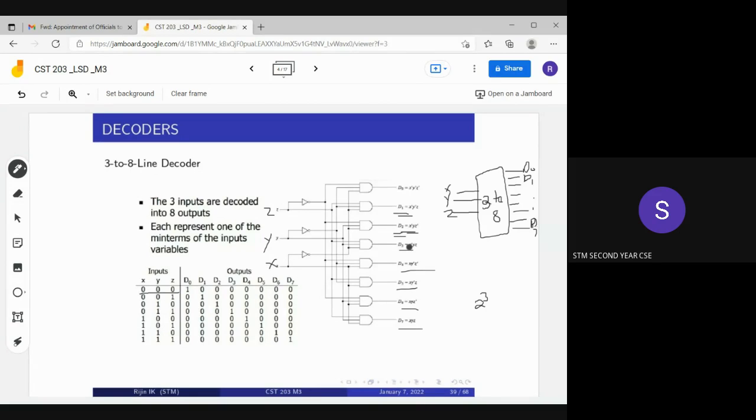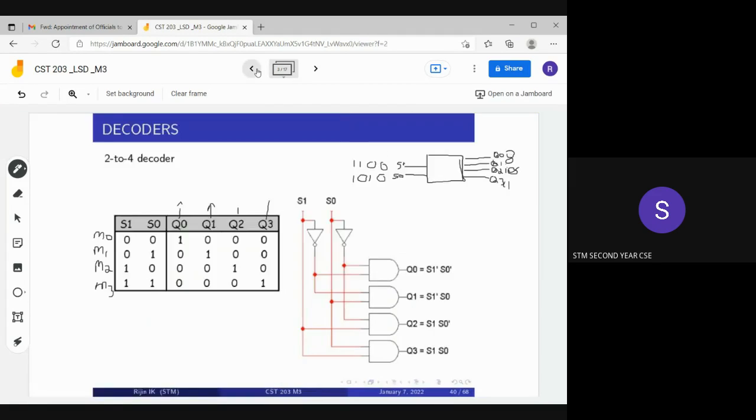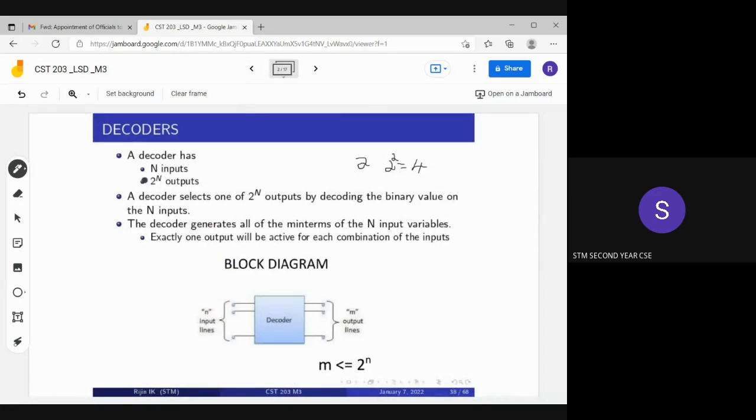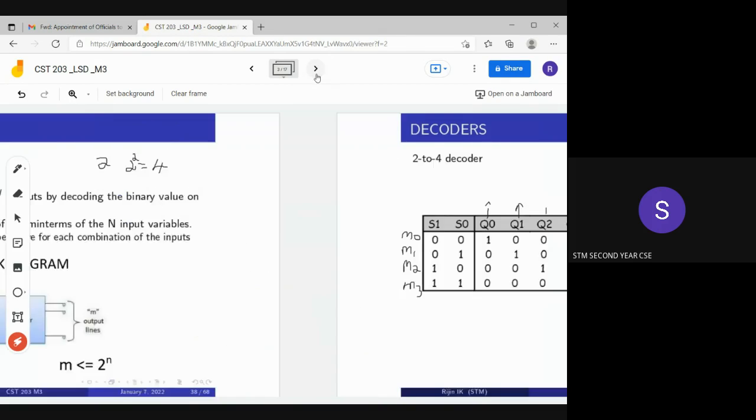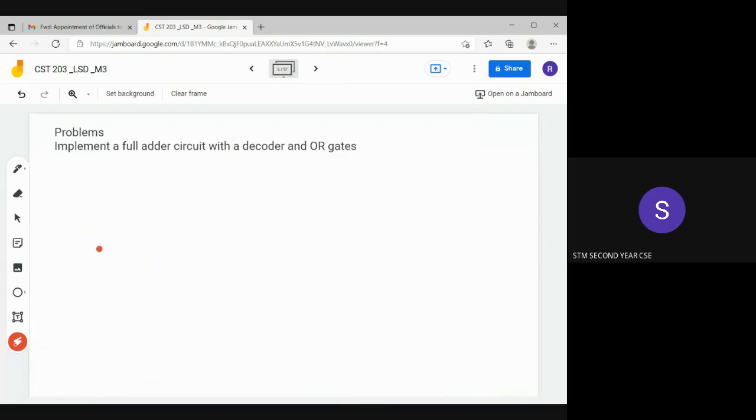So what is a decoder? A decoder means it is a logical circuit. A decoder logical circuit has n input lines and 2 raised to n output lines. Based on the binary values of the input, it will select one of the output lines. Okay. Next, we have a question. We need to implement a full adder circuit with a decoder and an OR gate.